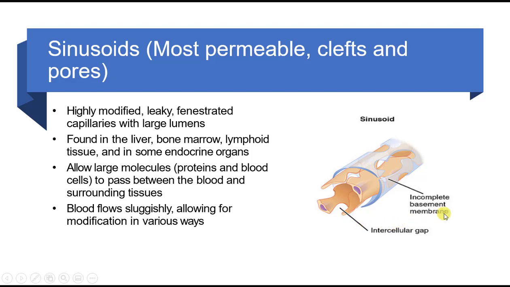but this is an incomplete basement membrane, which means that a large amount of proteins and other molecules and even blood cells can pass through these capillaries. This type of capillary is mainly present in the liver, bone marrow, lymphoid tissues, and some endocrine organs. Blood flows very sluggishly through these types of capillaries, so that modifications can occur and exchange of materials can occur easily.